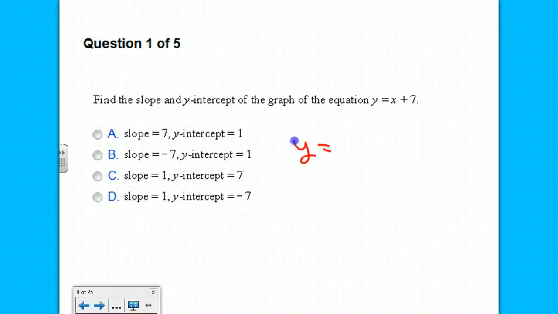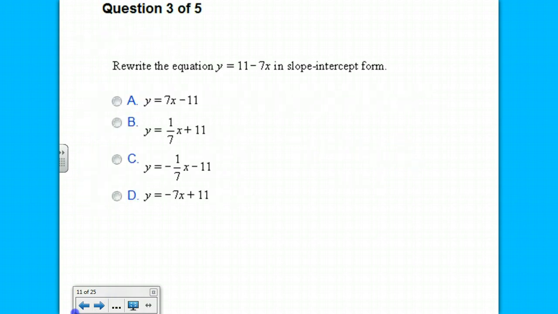there is no coefficient visible, the coefficient is 1, right? So the slope equals 1. And the y-intercept is beautifully 7. Good job. Okay, let's try another one. Right here, pause, come back. And the answer is? D. Good, I hear you saying D.